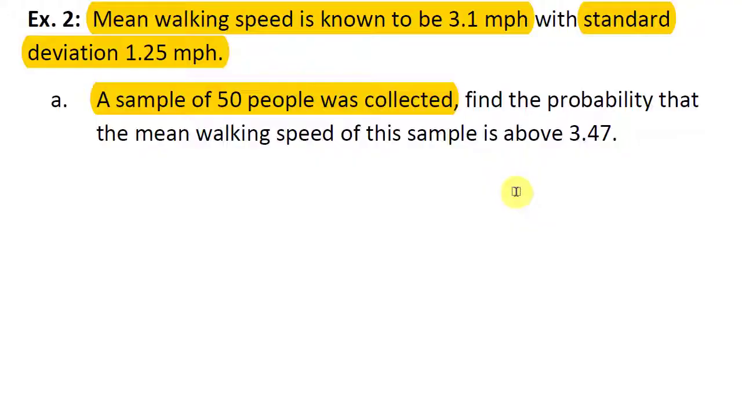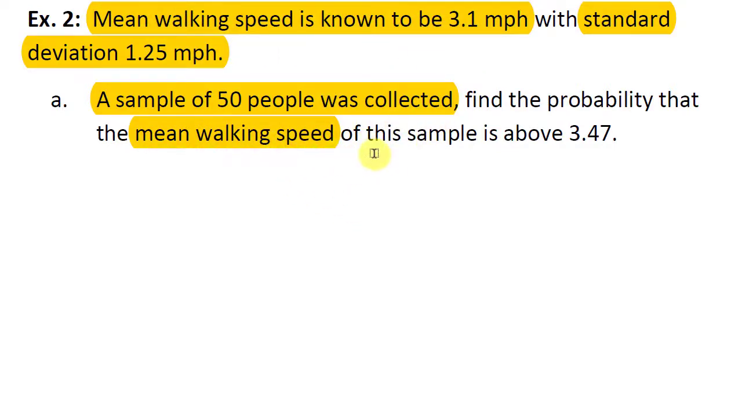Now, another thing I would like to clarify before we head to the next problem is that it's starting to get a little dangerous, because in these kinds of problems we have too many mean values to work with. So a sample of 50 people was collected. Back on my screen here, for example, find the probability that the mean walking speed. A lot of the time when people see this term mean walking speed, they might be a little confused: wait a minute, I thought it was already given right here.